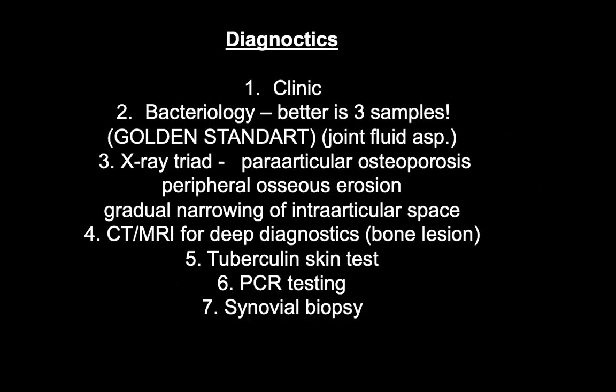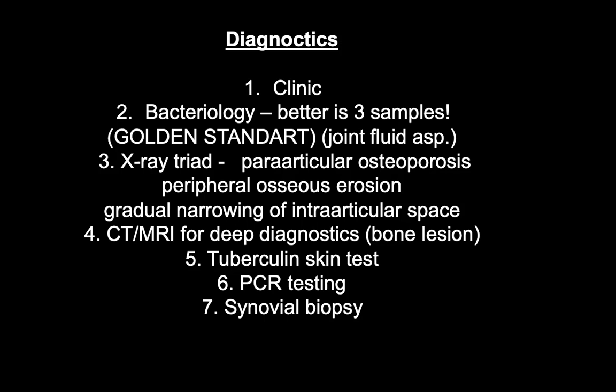Bacteriology is the gold standard, and you must take at least 3 samples. There is a typical X-ray triad: periarticular osteoporosis, peripheral cell erosion, and gradual narrowing of the interarticular space. The difference between tuberculosis and rheumatoid arthritis is that narrowing of the joint space in tuberculosis is less than in rheumatoid.